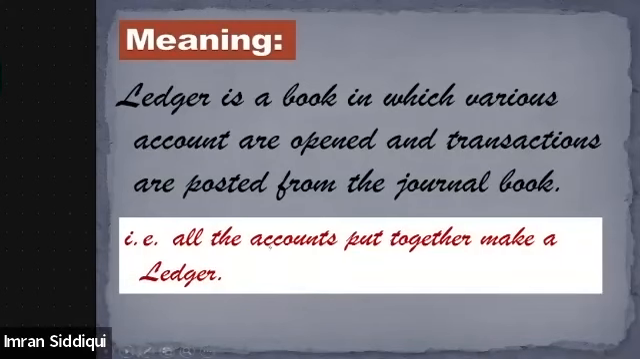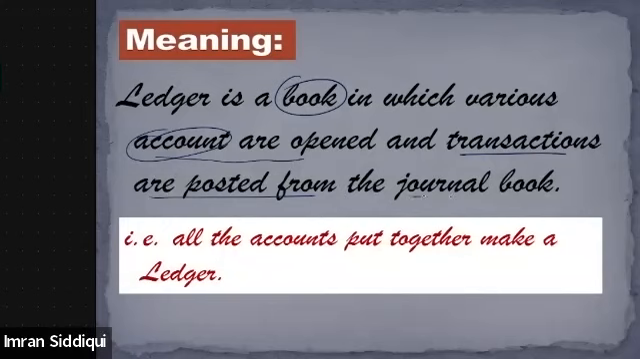So ledger is a book, just like journal. Journal was also a book, right? But in case of journal, we record all the transactions at one place in chronological order. Ledger is also a book, but in the ledger, different accounts are opened depending upon the different kinds of transactions, and transactions are posted from journal to the ledger. See, if we talk about the sequence, journal entry always comes first. Only after that can we do the ledger. Journalizing is the first step, and transferring the transactions to the ledger is the second step. All right. So all the accounts put together make a ledger.